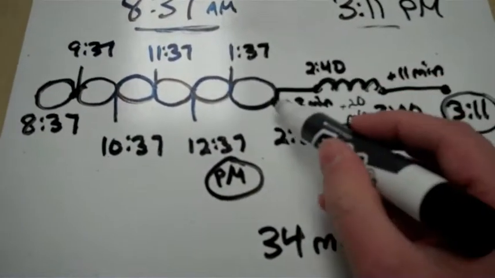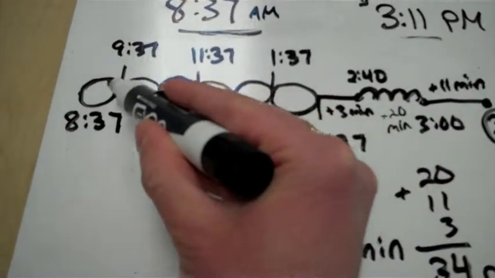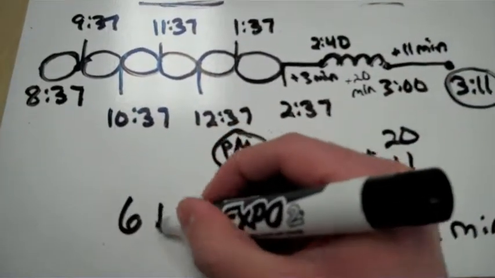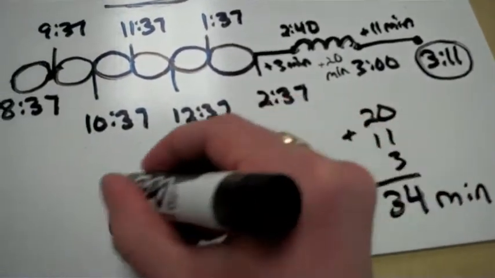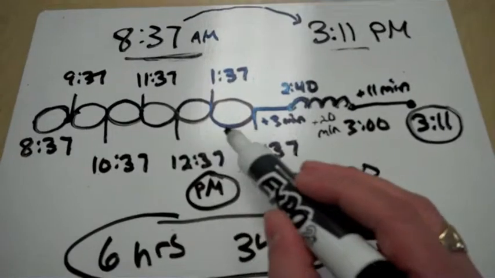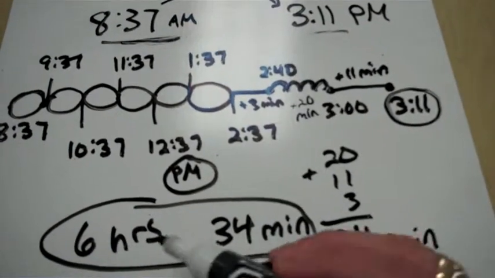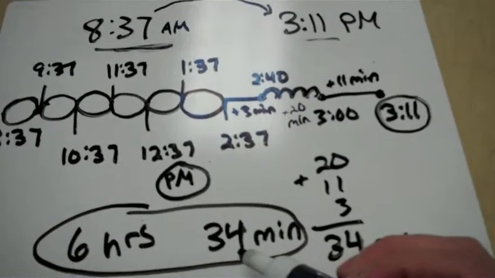And my hours, all I do is count my circles. 1 hour, 2 hours, 3 hours, 4 hours, 5 hours, 6 hours. And that's how you solve the problem. Start by counting with hours, add your minutes in intervals. And the answer is 6 hours and 34 minutes has elapsed.